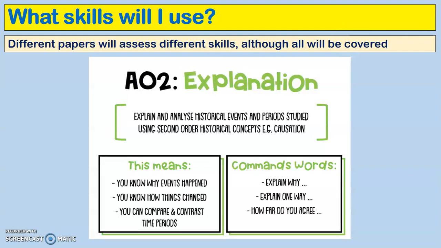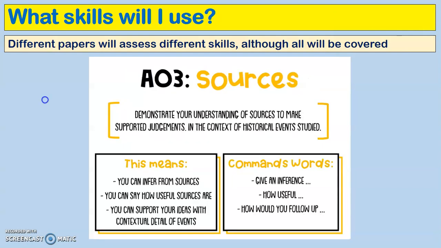You'll also be assessed on your explanation. So it's all well and good knowing what happened and when, but here is the key, the most important part of history in my opinion. Why did events happen? How things changed? How can we compare and contrast time periods? And how far do you agree with different explanations of history or different causes of history?